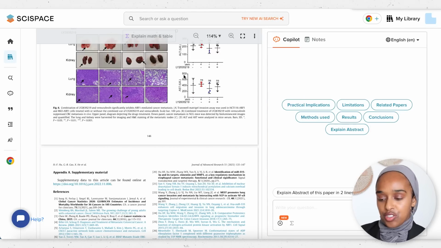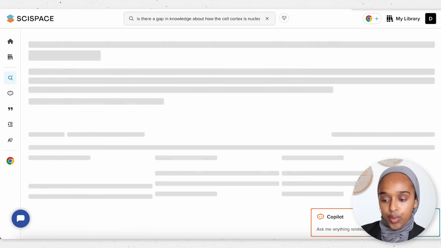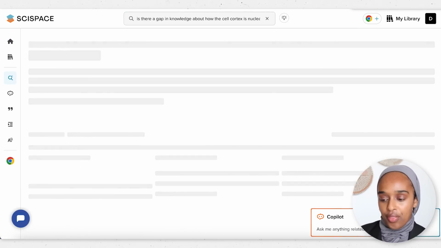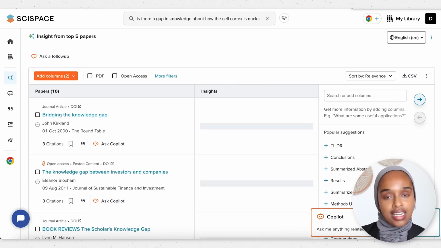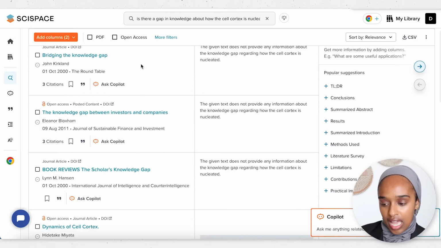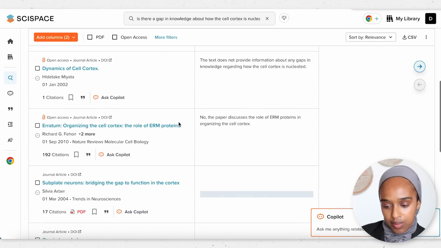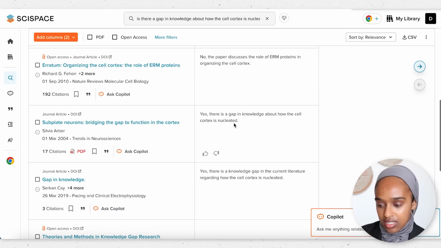Another feature it has is you can use the AI search tool as well, just to ask some questions. So I've asked the same question about a gap in knowledge about how the cell cortex is nucleated. So let's see how it answers this. Okay, this is interesting. It gives an insight from 5 papers, and it gives you quite recent papers about the cerebral cortex.